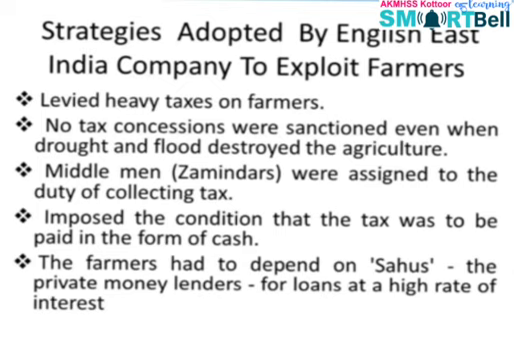Second, no tax concessions were sanctioned even when drought and flood destroyed the agriculture. Third, middlemen or zamindars were assigned the duty of collecting tax. Fourth, imposed the condition that the tax was to be paid in the form of cash. Fifth one, the farmers had to be dependent on sahus, the private money lenders, for loans at a higher rate of interest.